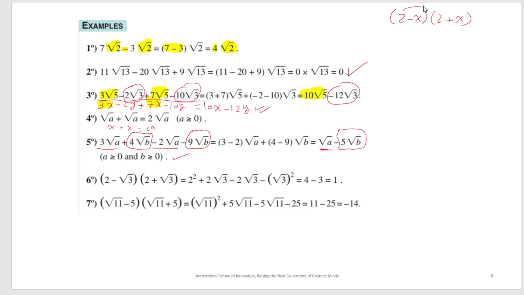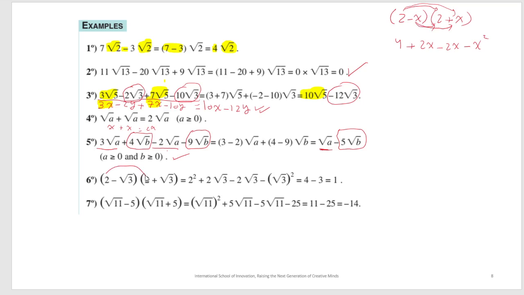You multiply 2 by 2, it is 4, and then you multiply 2 by x, it is 2x, and then you multiply negative x by 2, it's minus 2x, and then you multiply negative x times positive x, so negative x squared. That is in algebra. Okay, same here, but instead of x we wrote radical 3.